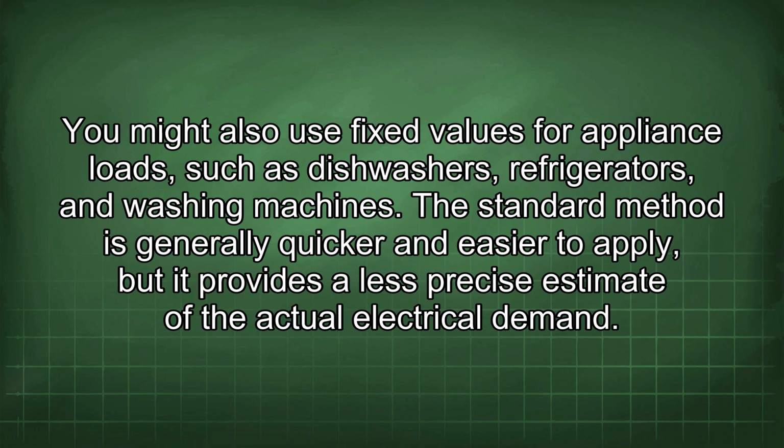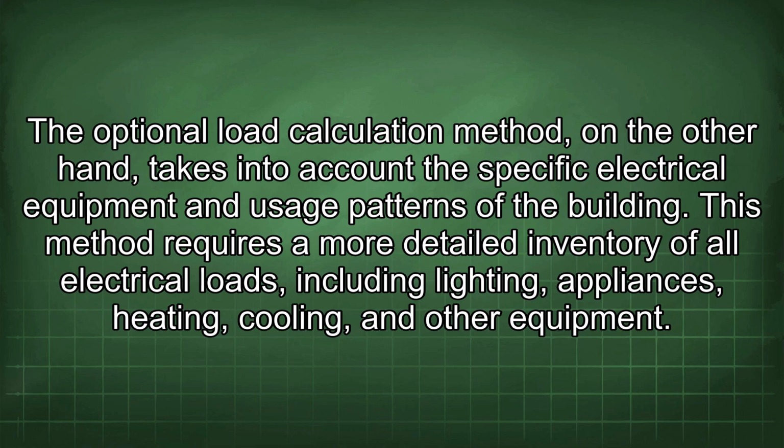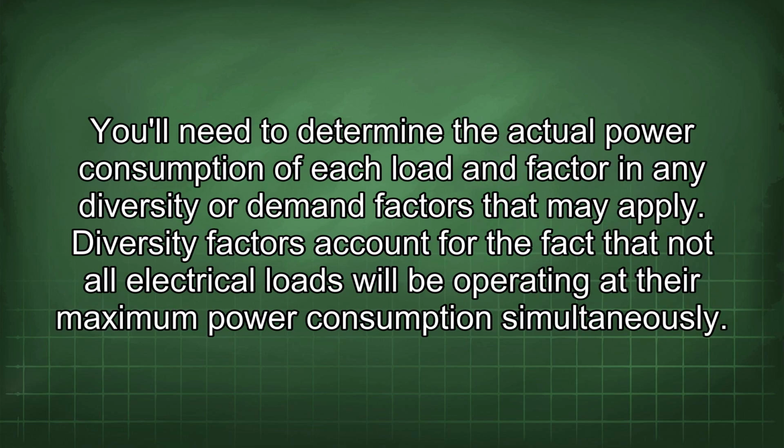electrical demand. The optional load calculation method, on the other hand, takes into account the specific electrical equipment and usage patterns of the building. This method requires a more detailed inventory of all electrical loads, including lighting, appliances, heating, cooling, and other equipment. You'll need to determine the actual power consumption of each load and factor in any diversity or demand factors that may apply.